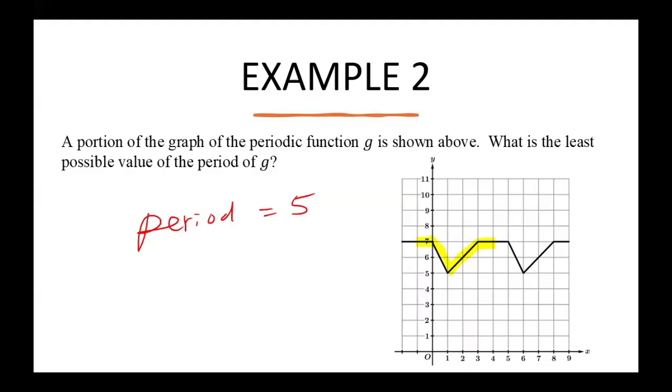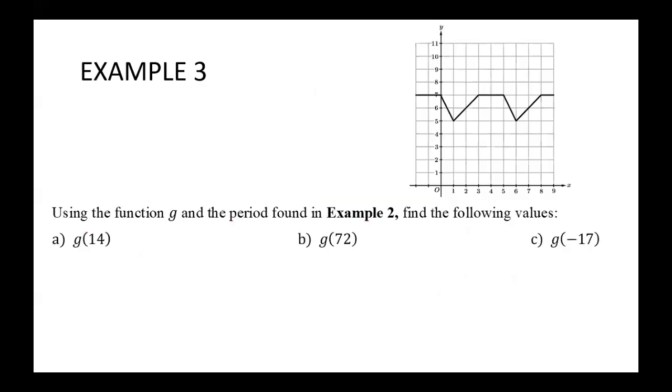Okay. The next thing is being able to evaluate using cycle and period. So if I'm evaluating here, here's function G. Should I easily be able to do it? If I see it, yes. But what do you notice? Is 14, 72, or -17 on here? No. That means I would have to figure out the pattern to know when these points are going to occur.